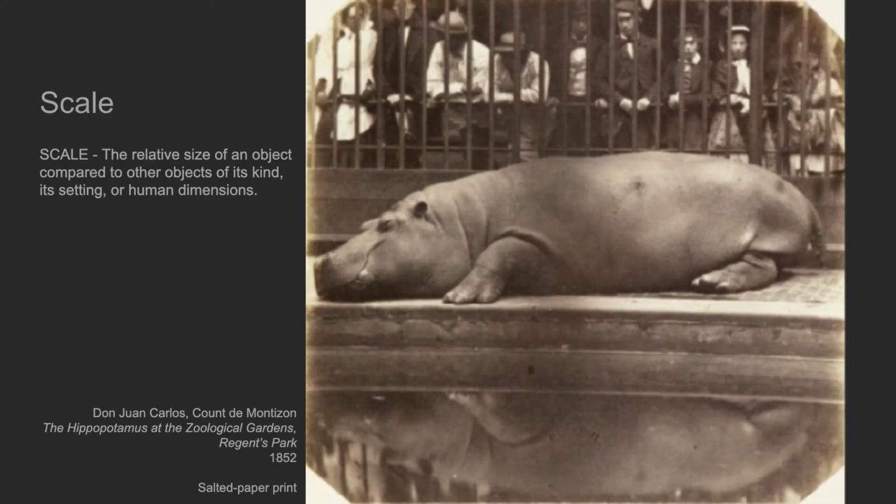Scale. Scale is the relative size of an object compared to other objects of its kind, its setting, or human dimensions. So, here's a photograph of a hippopotamus. We know that because we know hippopotamus, we know it's big, but we personally know the heights of other people. And this hippo, compared to those people, we know that this hippo is huge. That is scale.